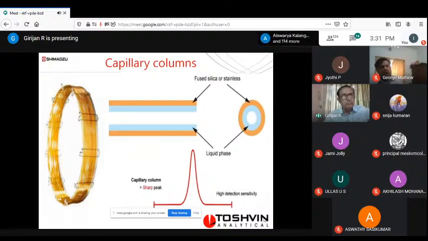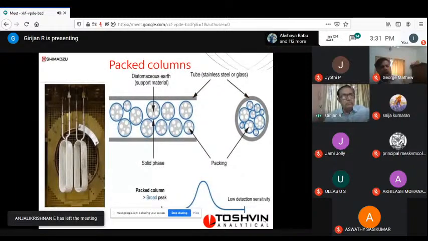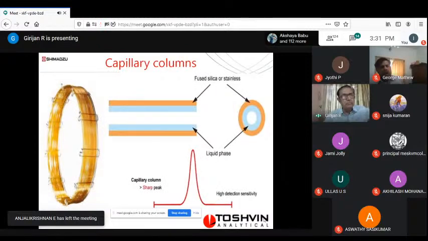And when you're analyzing a sample on a capillary column, you see the peak shape. Most of you are getting a very sharp peak as compared to a very broad peak in the case of a packed column. So that's an advantage. So today, for most of the complex samples, we prefer a capillary column because packed columns will not be very efficient.